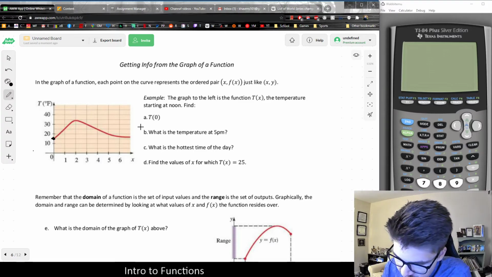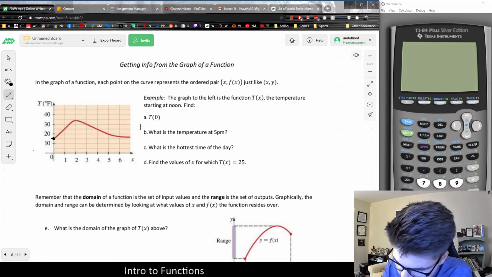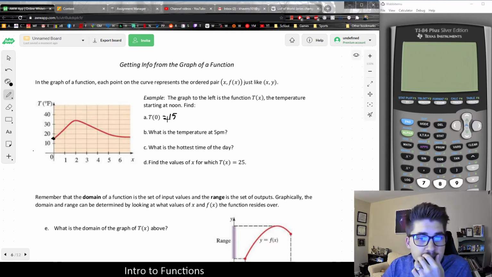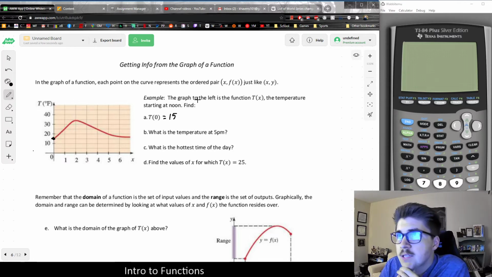And again, what that means is the temperature at noon is 15 degrees Fahrenheit. And you could write it using the units or just using the value of the number. It depends on whether it is asking you a question or more of a mathematical statement.